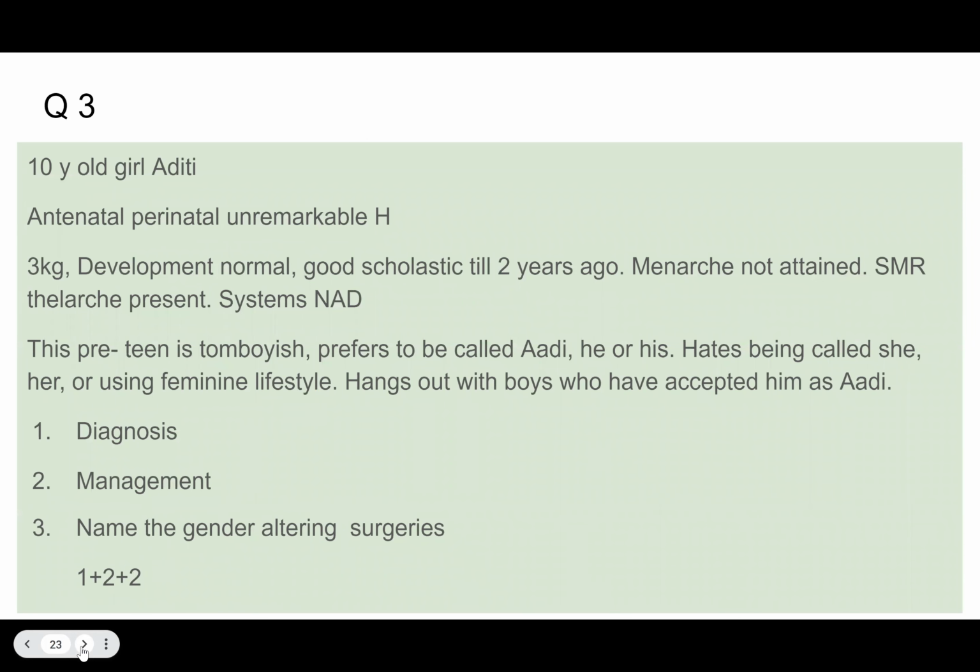Now the next question: 10-year-old girl, Aditi, antenatal, perinatal unremarkable, 3 kg child at birth, developmentally normal, good scholastic till 2 years ago. Menarche not attained. SMR, thelarche is there, and systems are NAD. So the issue is this preteen, 10-year-old, is tomboyish, prefers to be called Adi, he or his. So she is rejecting her female sex and hates being called she, her, or using a feminine lifestyle.